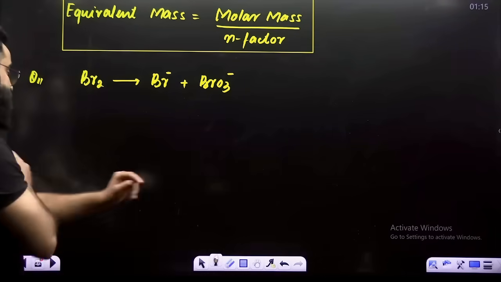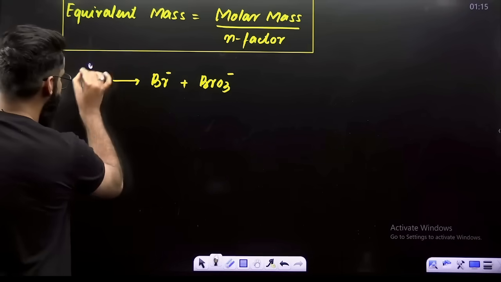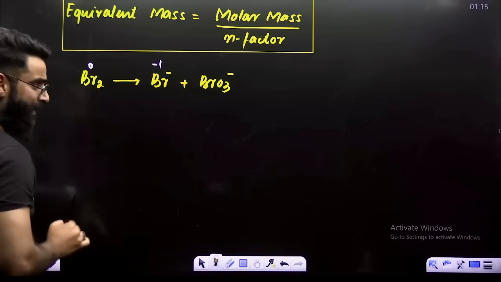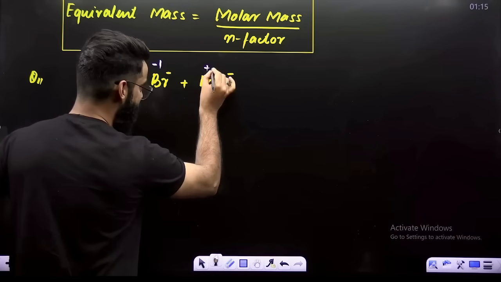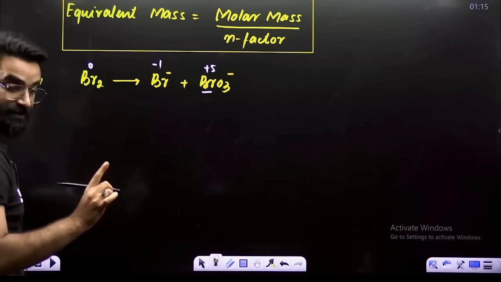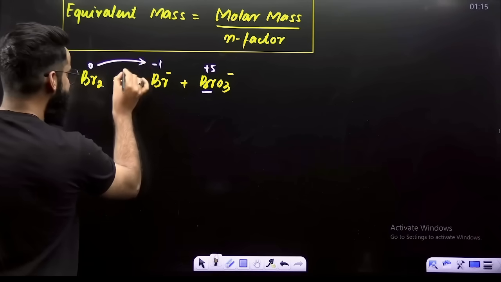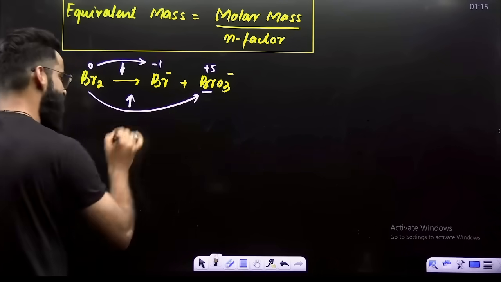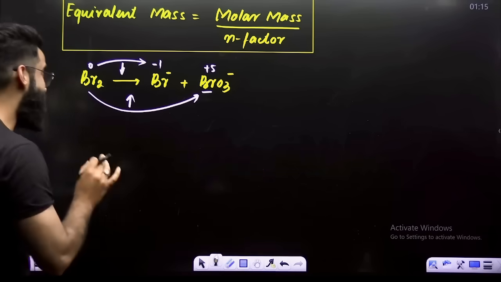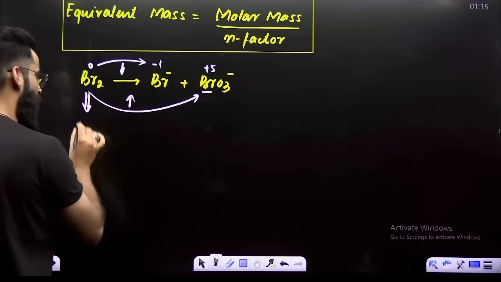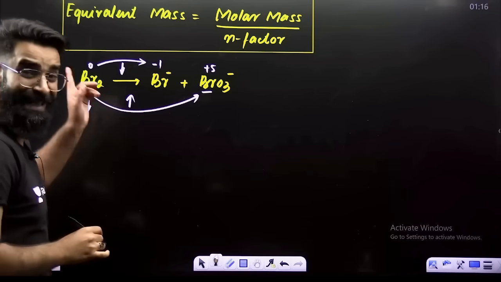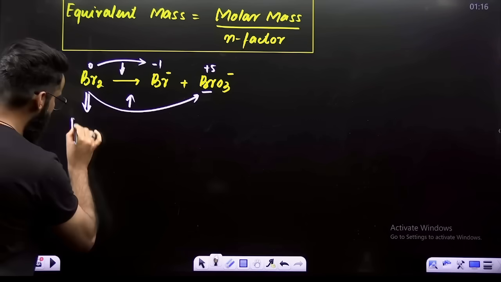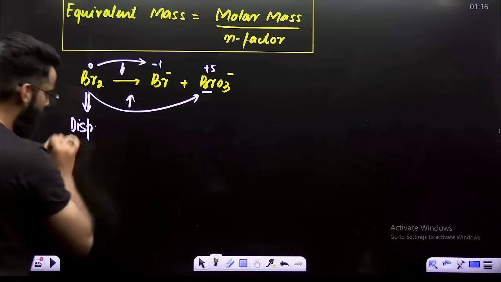Now, in this particular case, if I ask you what is the oxidation state of bromine here, it is 0. What is the oxidation state of Br here? -1. What is the oxidation state of Br here? +5. When you calculate it, 0 to -1 means decrease in the oxidation state. 0 to plus 5 means increase in the oxidation state. Whenever oxidation state of same element increases as well as decreases simultaneously, we say that particular species undergoes disproportionation.